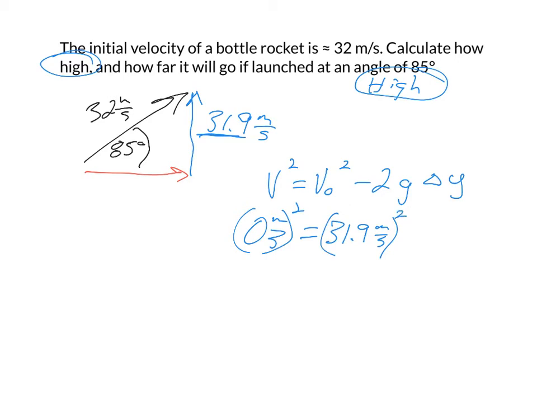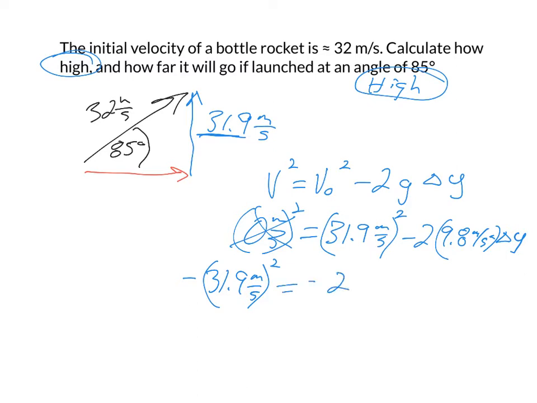That needs to get squared. I already threw the negative in for gravity. Can you tell I've done these before? And then times change in y. So I'm going to subtract 31.9 squared from both sides. That 0 is gone. Then I have a negative 2 multiplied by 9.8 meters per second squared times change in y. We've been here, done that.